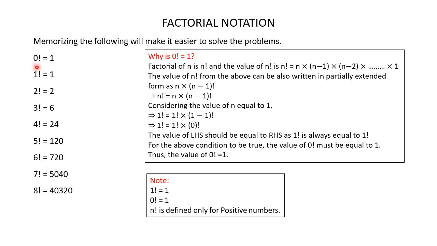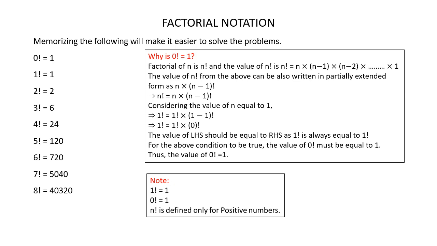0 factorial is equal to 1. 1 factorial is equal to 1. 2 factorial is equal to 2. 3 factorial is equal to 6. 4 factorial is equal to 24. 5 factorial is equal to 120. 6 factorial is equal to 720. 7 factorial is equal to 5040. 8 factorial is equal to 40,320. Memorizing the value of these factorials will make it easier for you while solving the problems.